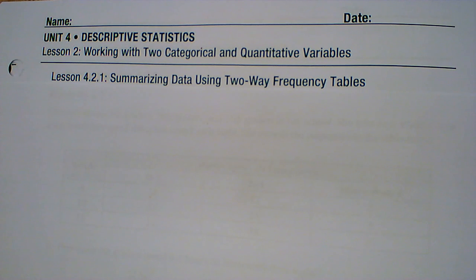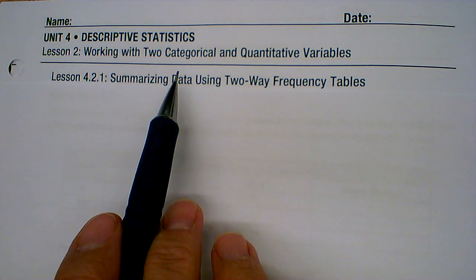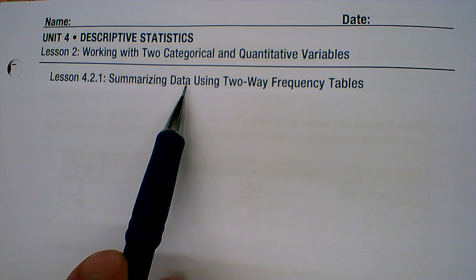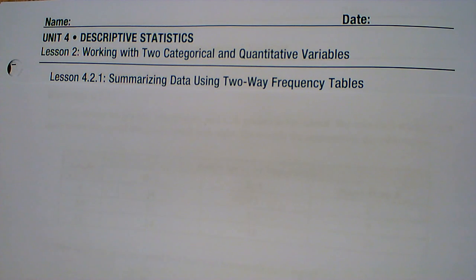Hi girls. Tonight's video we're going to continue in the section we started in class today in Unit 4, Section 4.2.1, where we were talking about working with two different, and they call them categorical and quantitative variables. So we're working with two variables now instead of one like we did in Lesson 1. So in the first section today we're going to be summarizing data using a two-way frequency table.